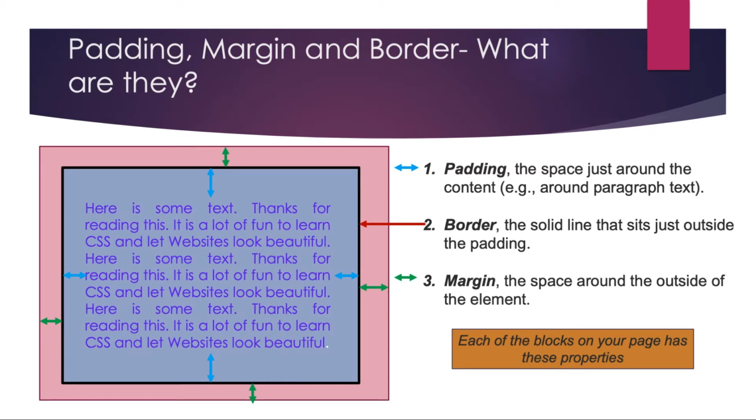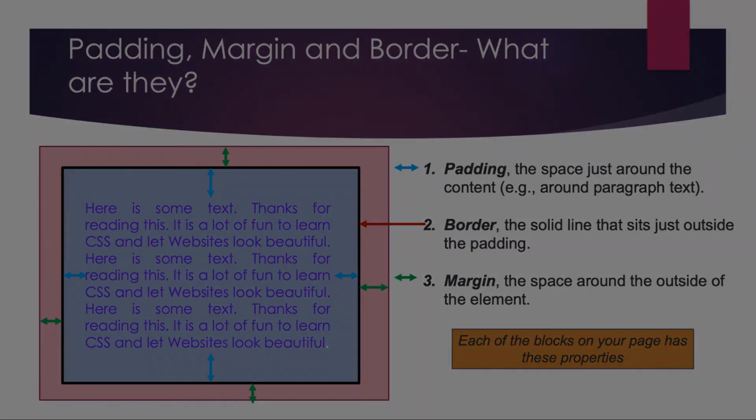So what are they? I have a handy little diagram here. The text is our content. Then in between the content and our border, which is the thick black line, that would be padding, the amount of padding, so we can increase or decrease that. And then from the border to the outside box is the margin. And again, if it's a block element anyway, we could modify that as well. So that's the difference. If you follow the different color arrows, they'll take you exactly to what each of these properties are.